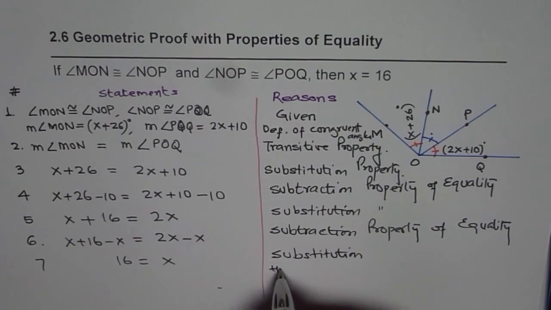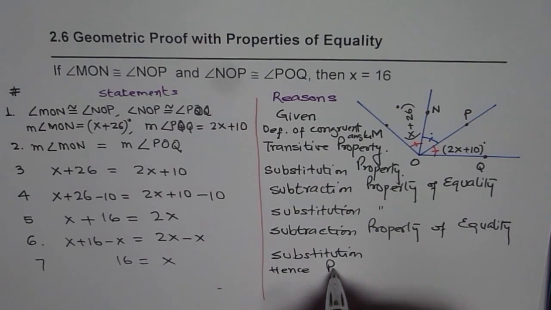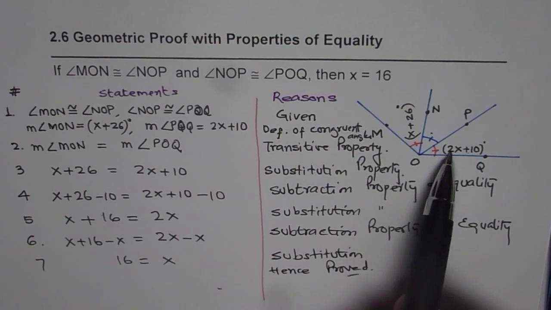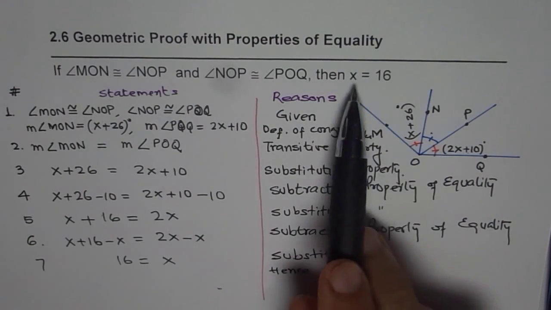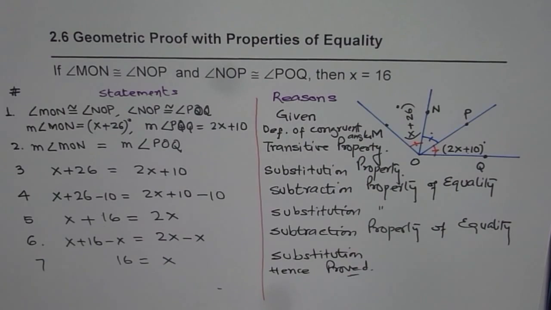So we can write, hence we have proved what we wanted to prove, that if this condition exists, that these angles are equal, then x is equal to 16. And that is how we do these questions.